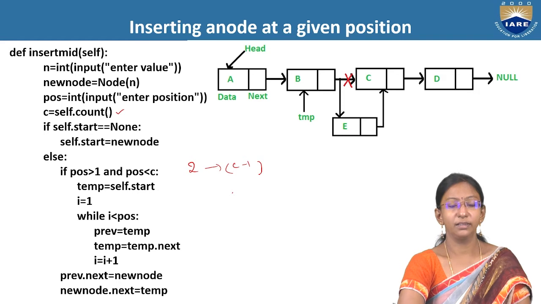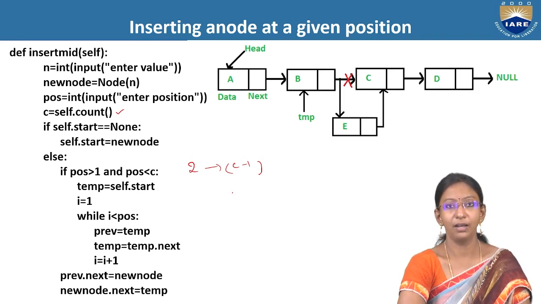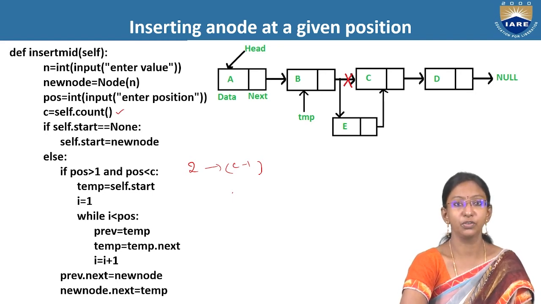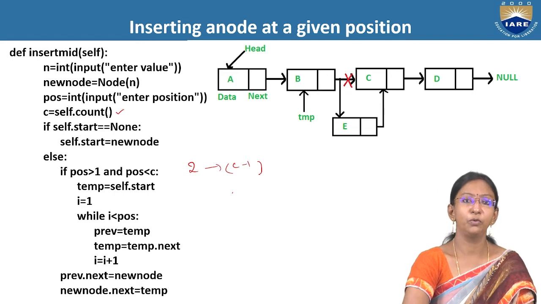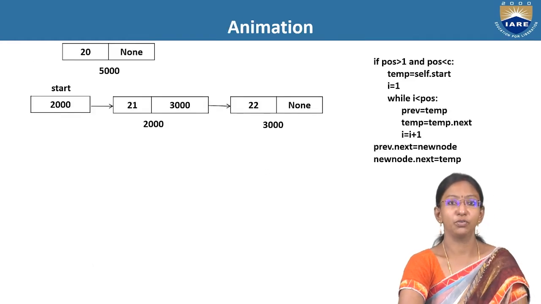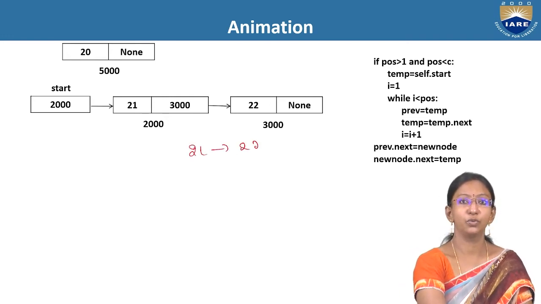So to insert at a given position, say if the person gives a valid one, I need to hold two positions now. A name to hold the node at a given position, as well as a name to hold the node which is previous to that, right? So previous and temporary are the two different variables I'm going to use. So let's look at a small animation on the same. So here the list is something like this, 21 and 22, and at position 2 I want to insert 21.